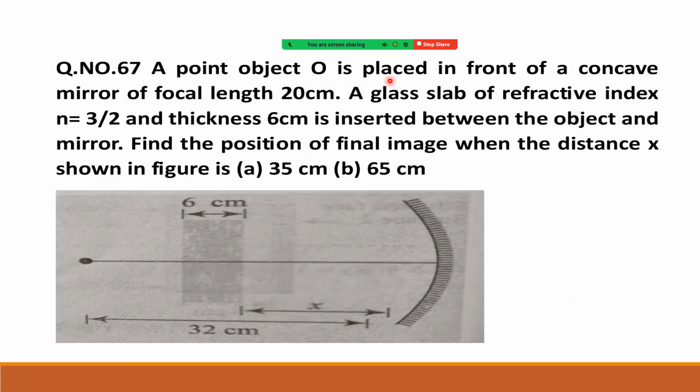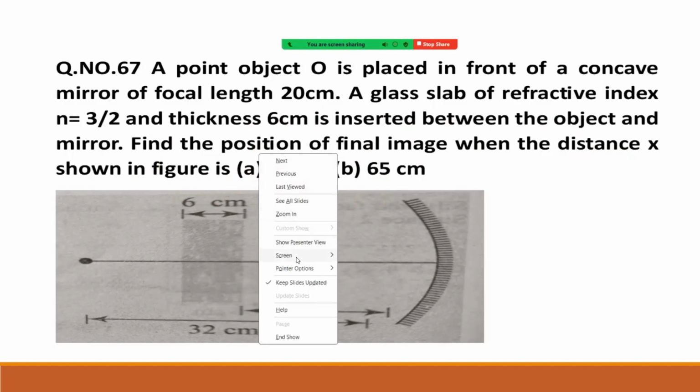A point object O is placed in front of a concave mirror of focal length 20 centimeter. A glass slab of refractive index n equal to 3 by 2, and thickness 6 centimeter is inserted between the object and mirror. Find the position of the final image when the distance x shown in the figure is 35 centimeter and 65 centimeter. Okay, let us see how to solve it.